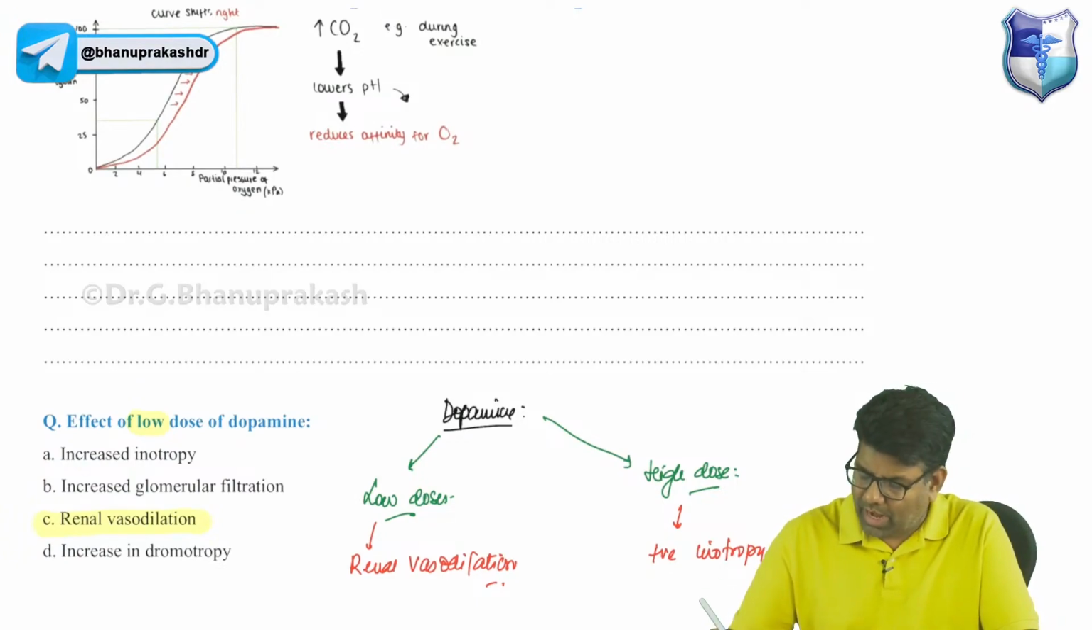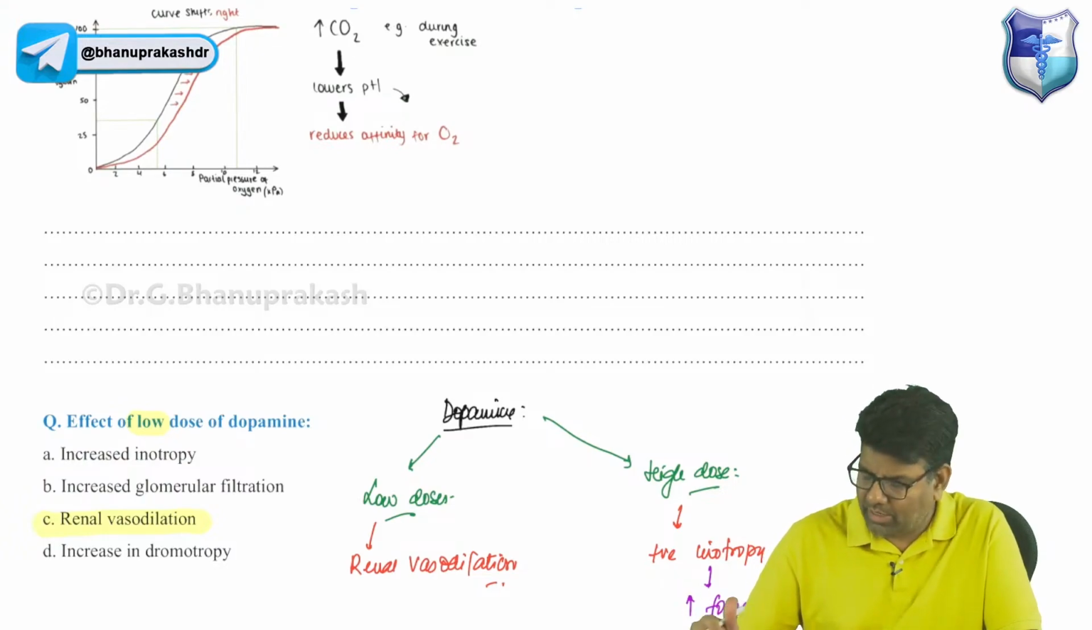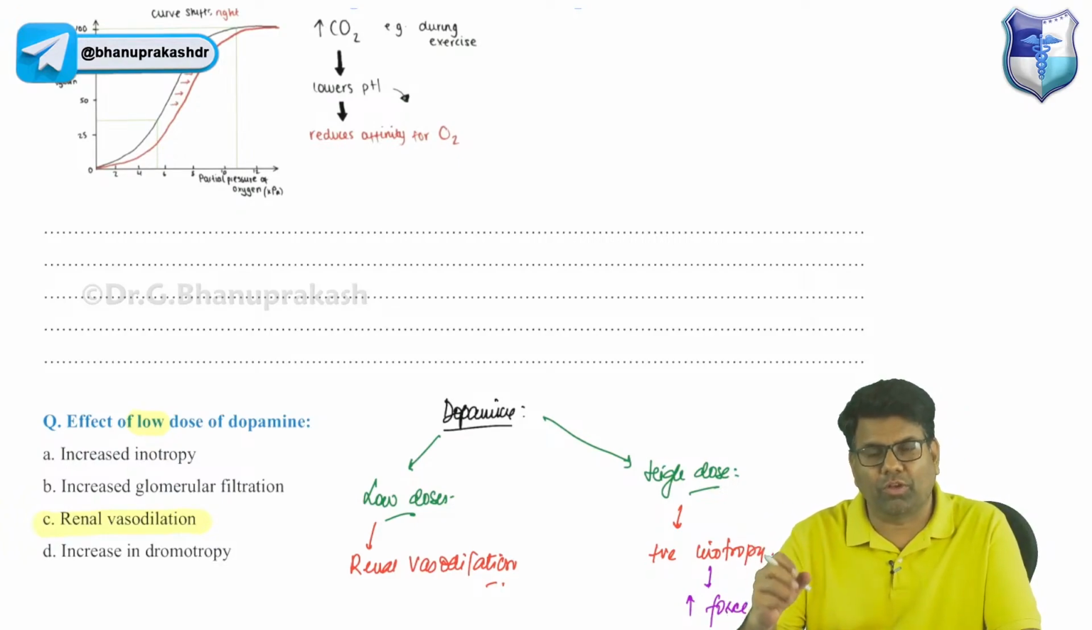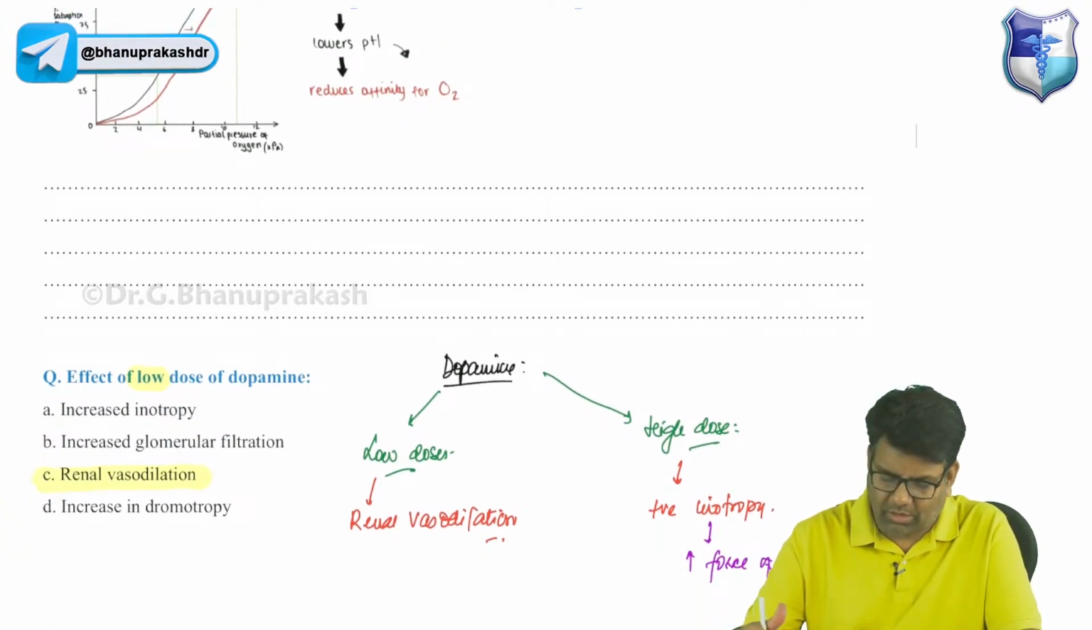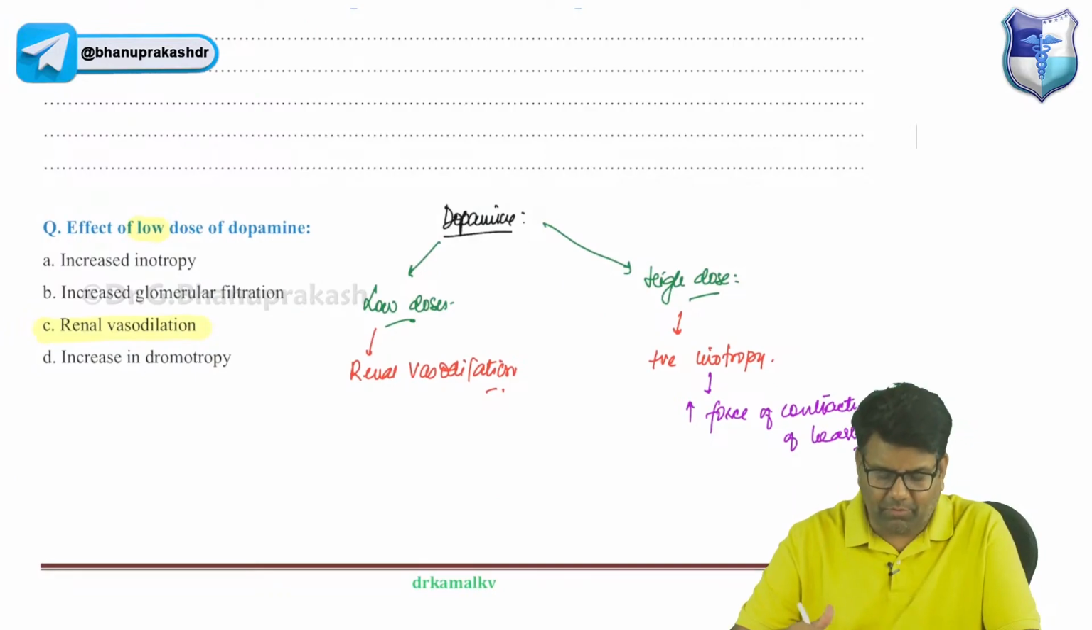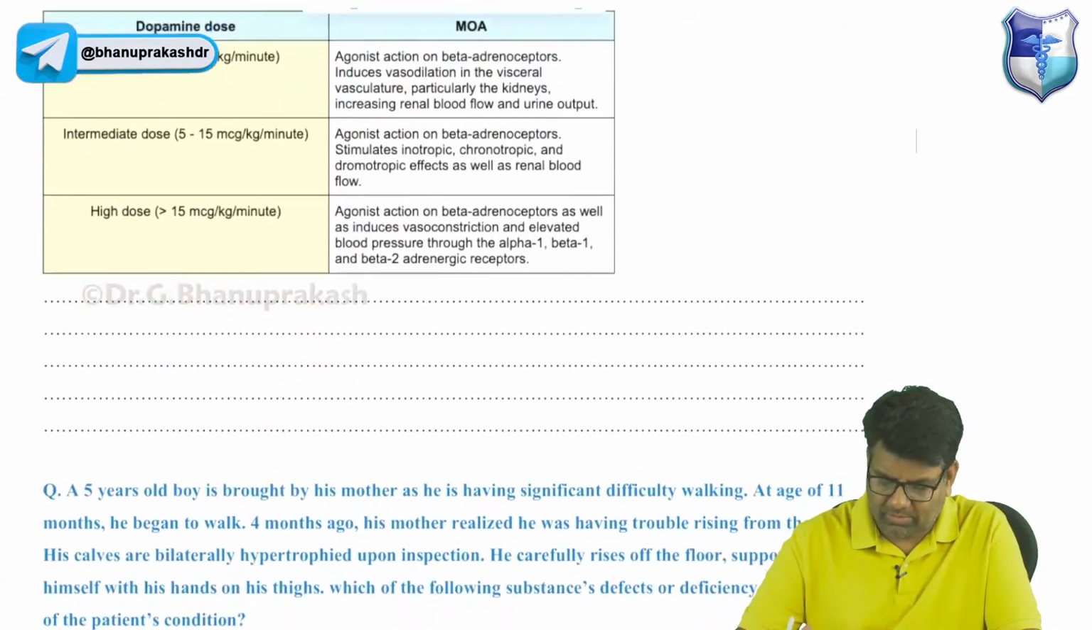And what do you mean by the word inotropy? Inotropy means force of contraction of the heart, especially left ventricle. Right? So if we say positive inotropic effect, it means it will increase the force. So this is in relation to dopamine. The effect varies with the amount of dose.